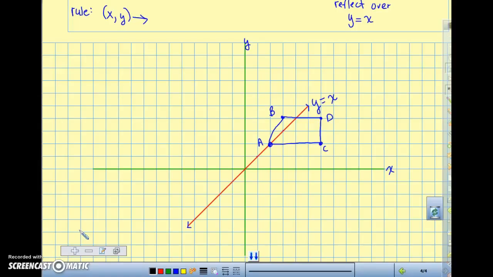Y equals x is sometimes called the identity line. What's the slope of y equals x? 1. What's the y-intercept? 0. Good. All right. Yes, this is on the next page. So you need to graph your trapezoid again.